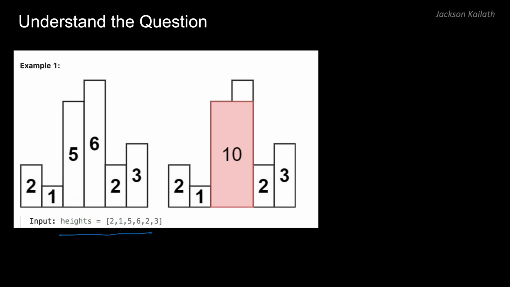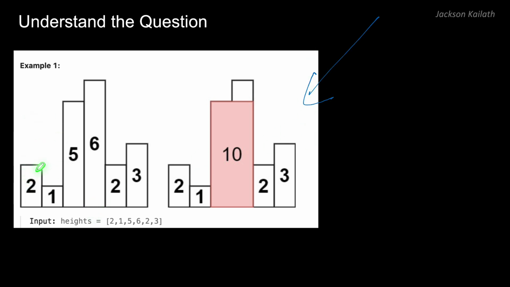The first thing that you can notice is that each height is represented as a bar. For example, over here you have 2, and that's what you have over here. Then you have 1, then you have 5, and then you have 6, and then 2 and 3. The second thing that you can notice is that the width of each bar is 1 unit, which was mentioned in the question.